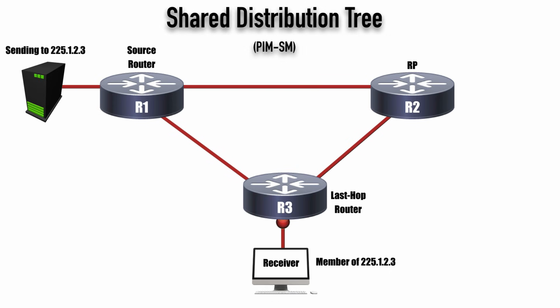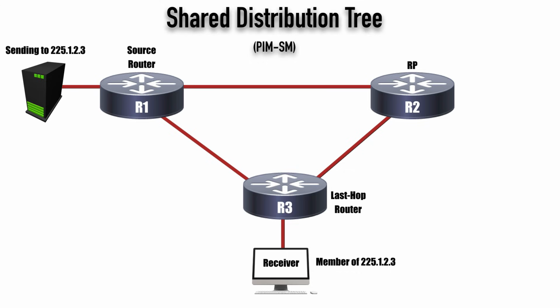However, notice the traffic also went to R2 to R3 to the receiver. The receiver got 2 copies of the packet. We no longer need that traffic from R2, so R3 sends a prune message up to R2, and now we've got an optimal path. We're going from R1 to R3 to the receiver. Beautiful. That is called shortest path tree switchover. When we make that switchover from the rendezvous point to the shortest path tree, the most optimal path.